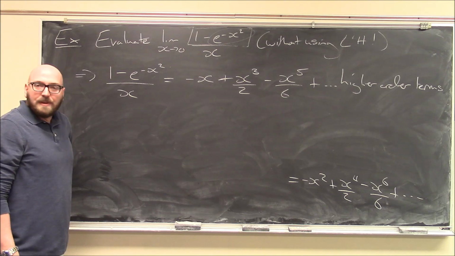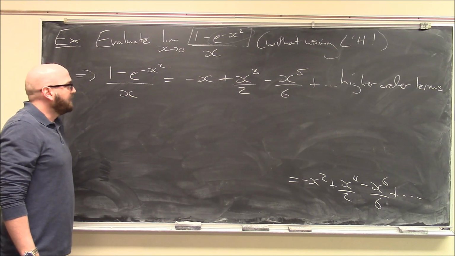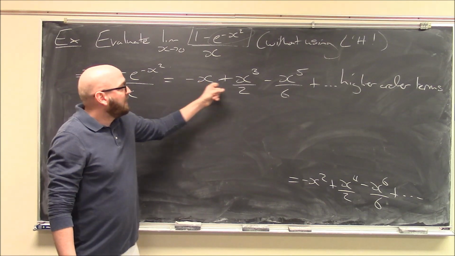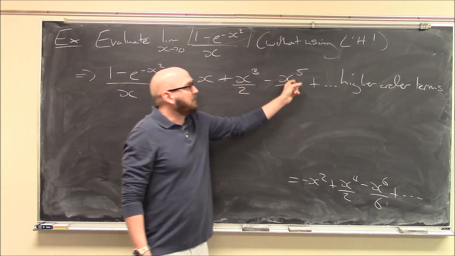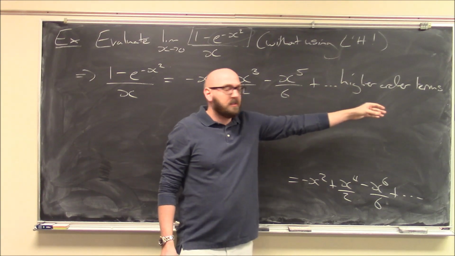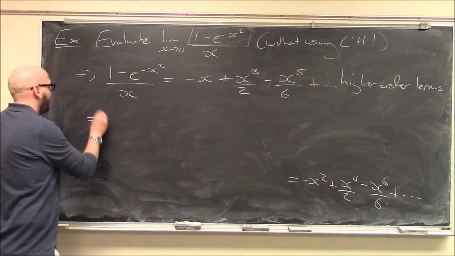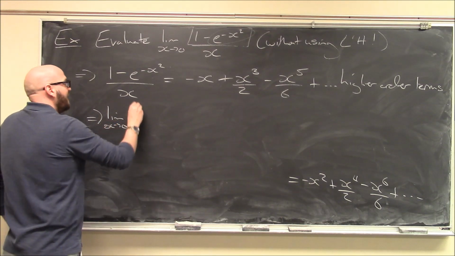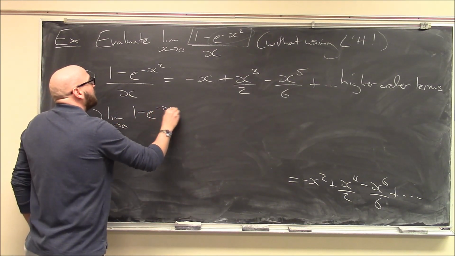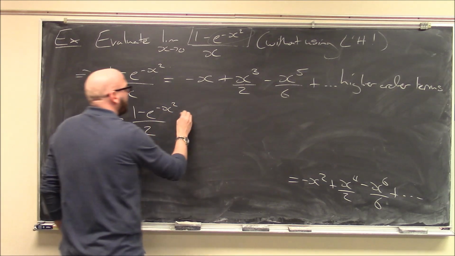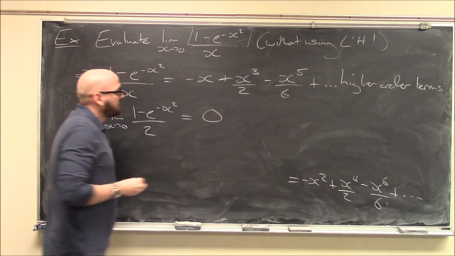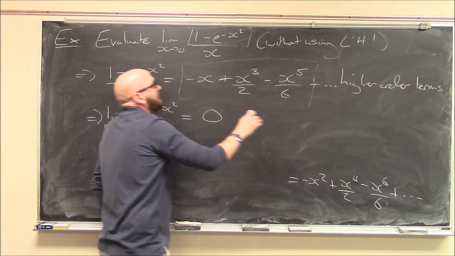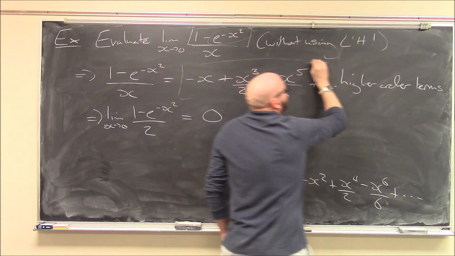Well, this is a really easy function to see what happens, right? As x goes to 0, what's happening to this expression? X goes to 0, x cubed goes to 0, x to the 5th goes to 0, all these higher power terms of x go to 0. So clearly, the limit as x goes to 0 of 1 minus e to the minus x squared over x equals 0, right? Just by taking the limit of all this stuff.